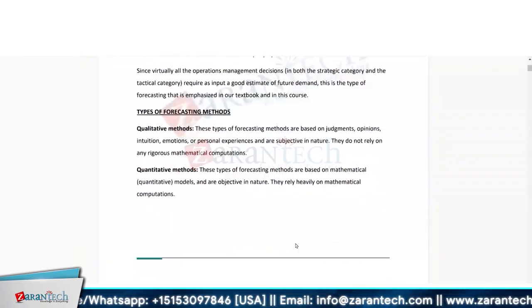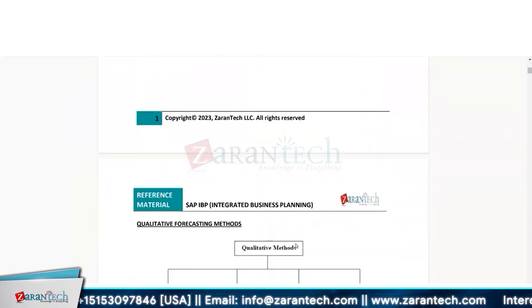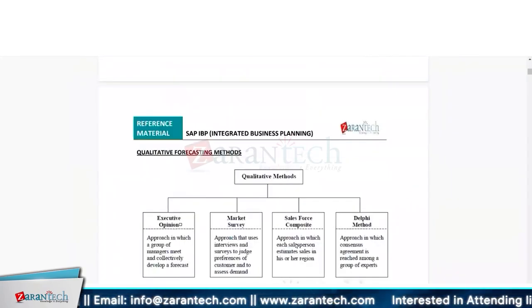So very frequently, most of the organizations in the current scenario are adopting the quantitative method of forecasting. So now we'll have a deep dive to understand the different types of forecasting in the qualitative and quantitative methods. The qualitative method is further divided into executive opinion, market survey, Salesforce composite, and Delphi's method. These are the main four methods which are part of the qualitative forecasting process.